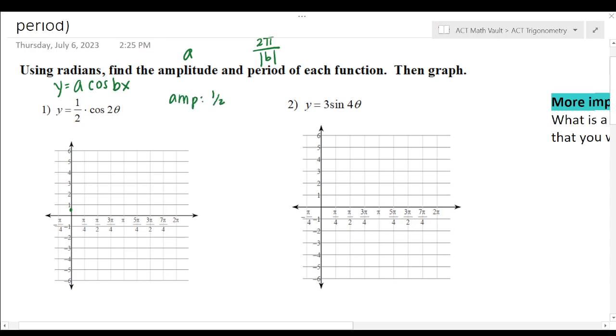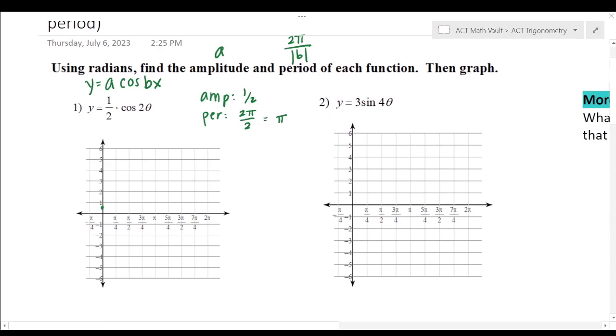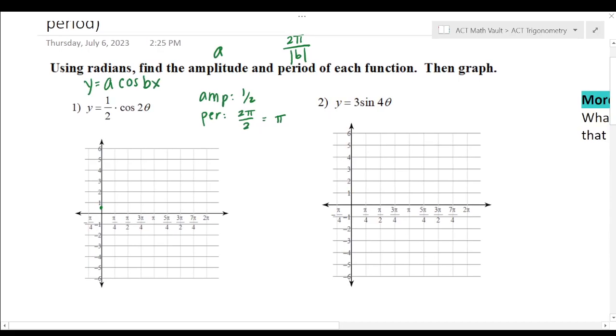Amplitude for the first one is 1/2, and then the period would be 2 pi over 2, which simplifies to pi, the 2's cancel. Okay, so that tells me that this graph will go as high and as low as 1/2 and -1/2, and then it'll span a distance of 0 to pi, and then it'll just keep repeating.